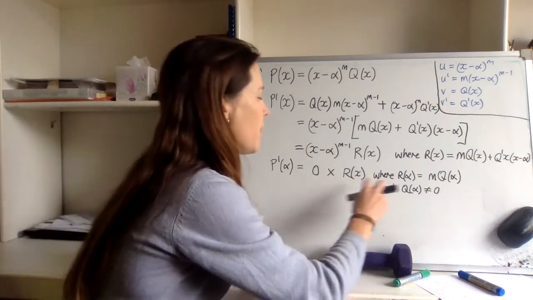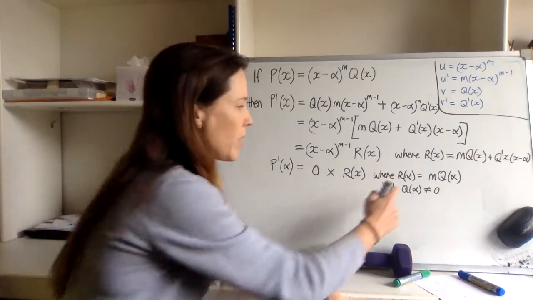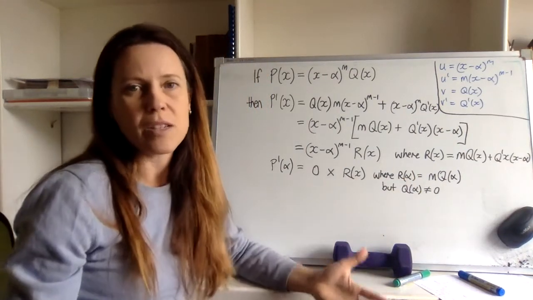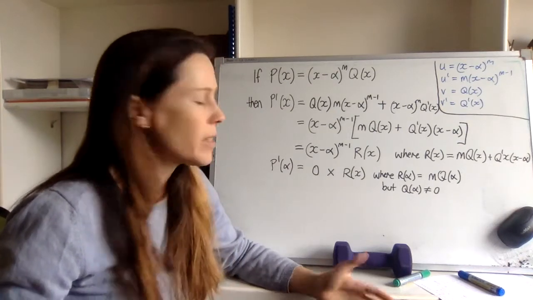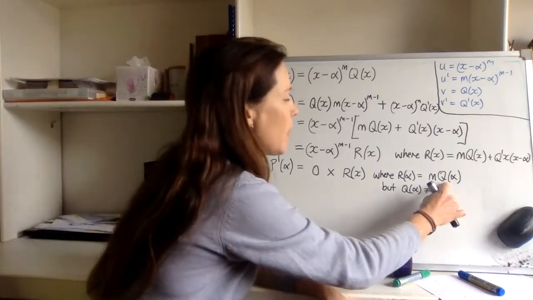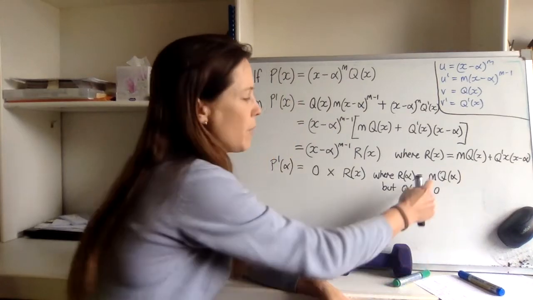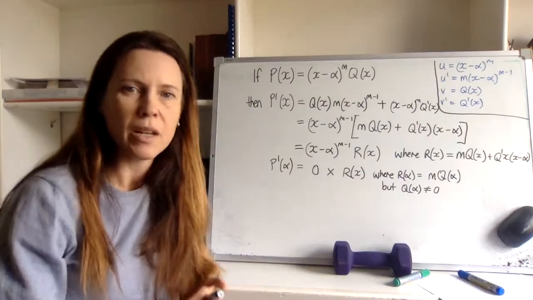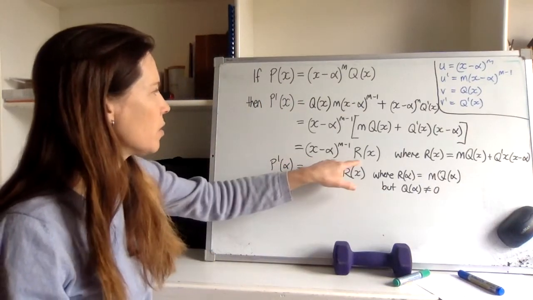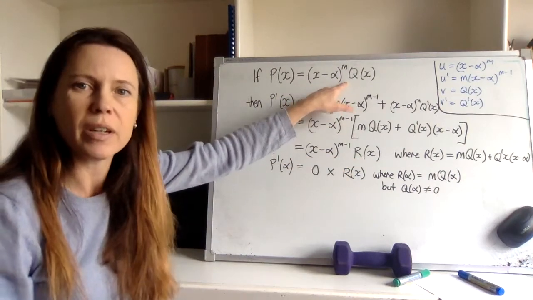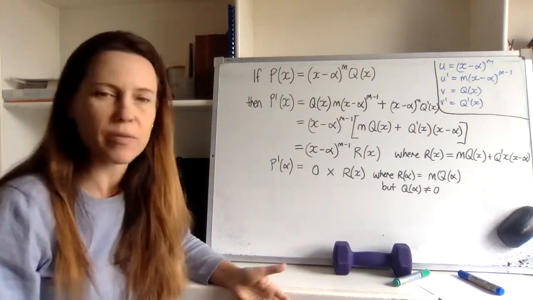Now, how does that help us? Well, it tells us that R of x, when we're subbing alpha in for it, is going to be a legitimate polynomial in its own right. It's not going to be 0. And we can tell that because Q of alpha won't be 0, and we know that m is a positive integer. So now we can compare this result to this earlier result and draw some important inferences from it.